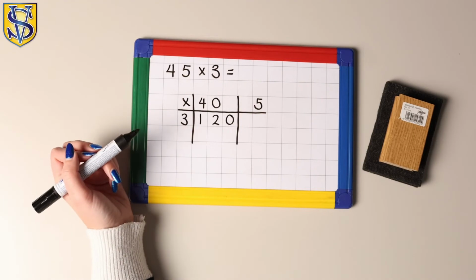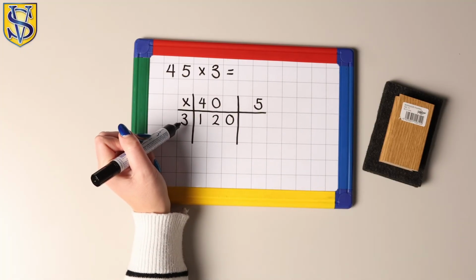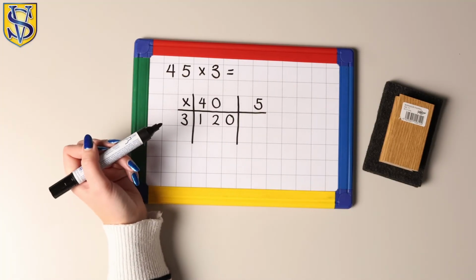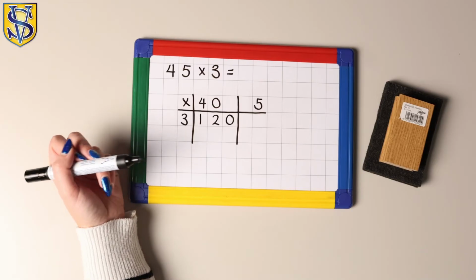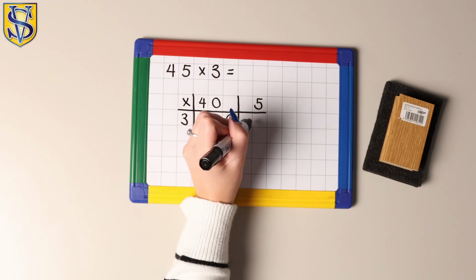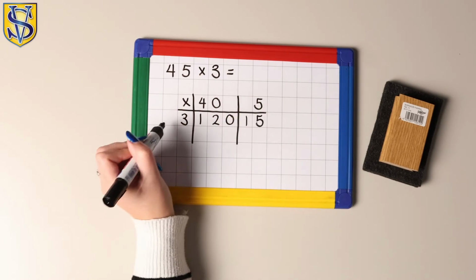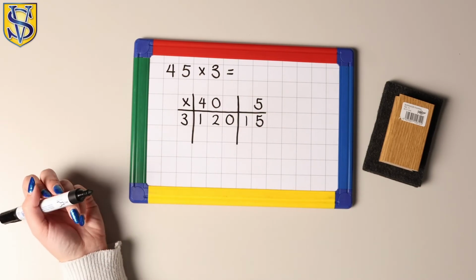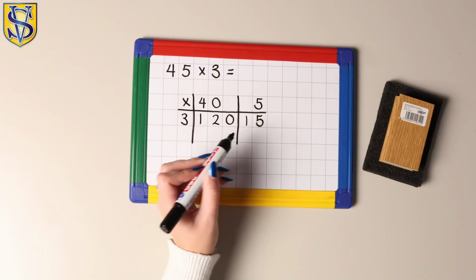And then I'm going to move across to 3 times 5 or 5 times 3. It doesn't matter which way around you say it. It's commutative. You'll get the same answer. So 5 times 3 is 15. So now I've filled in all the boxes. I just need to add up these two answers.